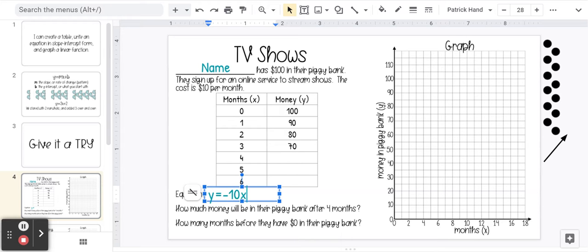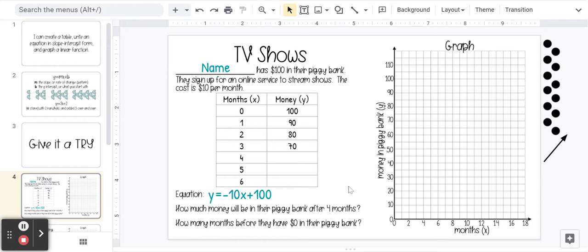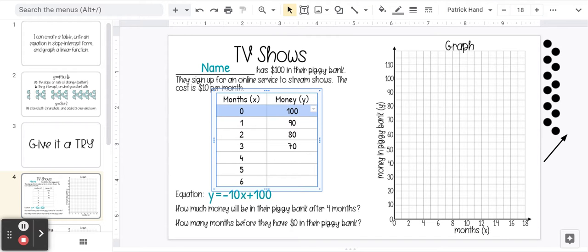And then we'll always put an x after that number. And then what did we start with? We started with 100. So at the very beginning, right here, we started with $100. So that is our equation. Then we're going to plot some points in the graph. So each of these is a coordinate pair.